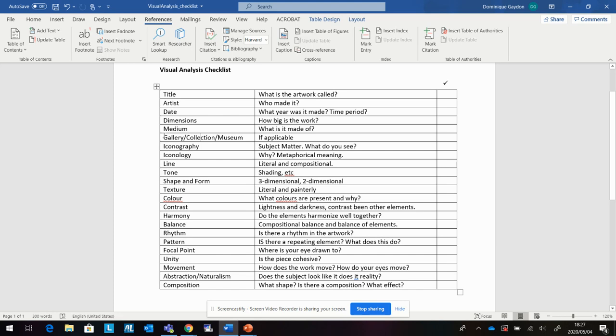So the gallery, collection, or museum where it can be found, this information isn't always available, but it does add meaning. So an artwork that's found in the Louvre carries different weight or gravitas compared to an artwork in the Wits Art Museum, for example.